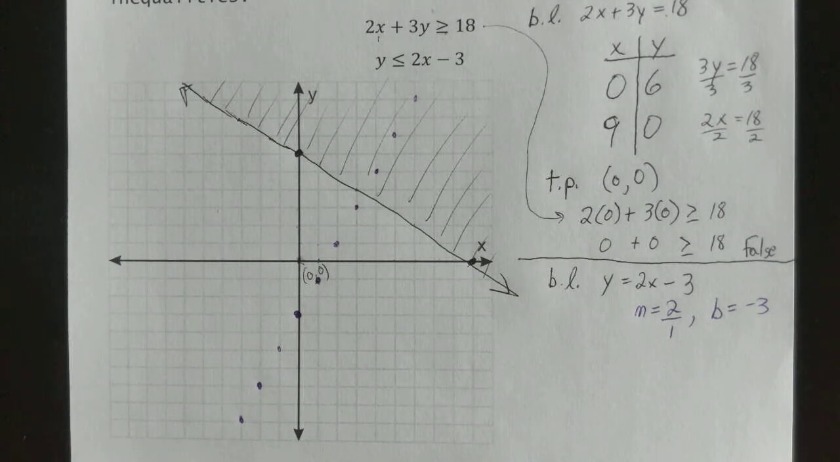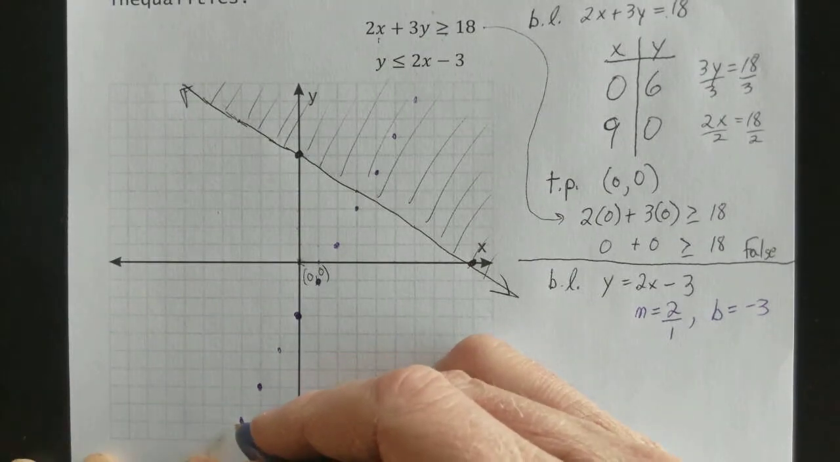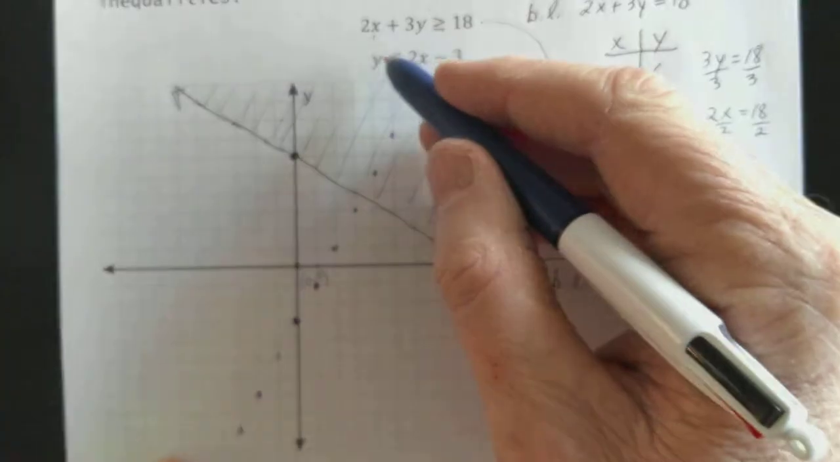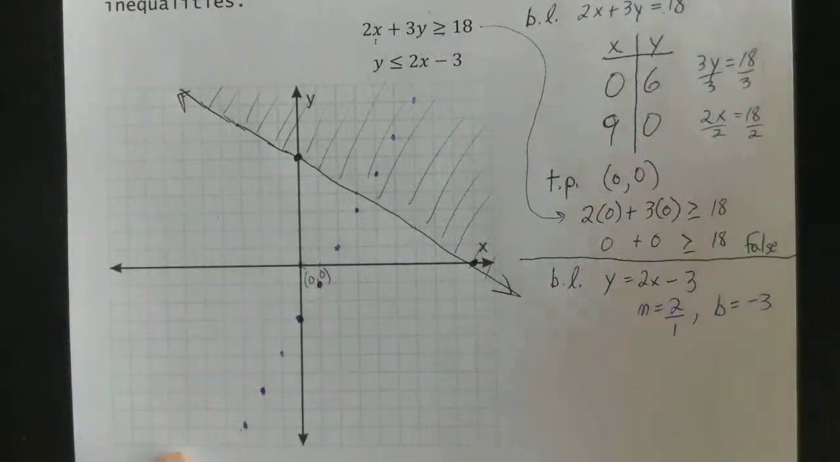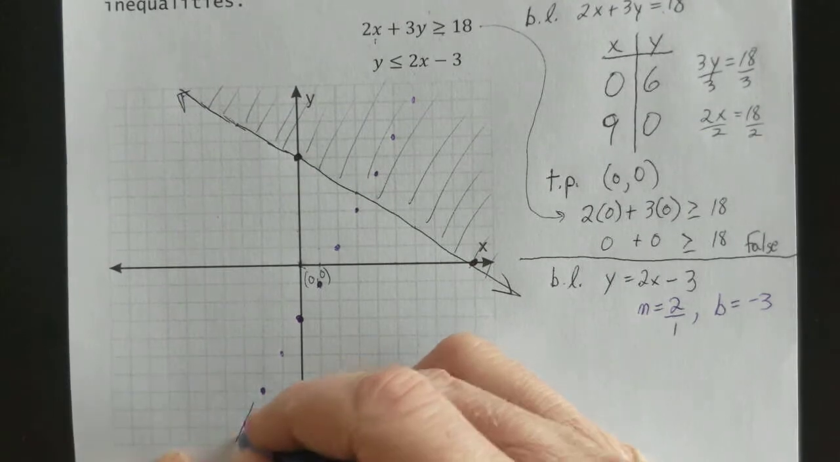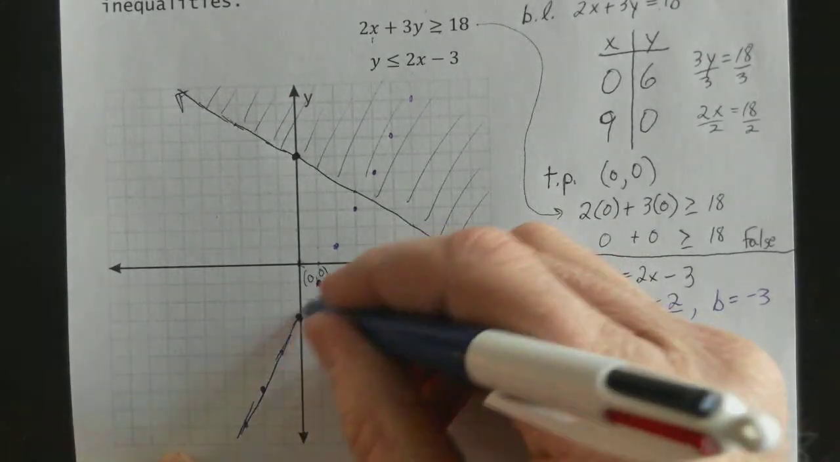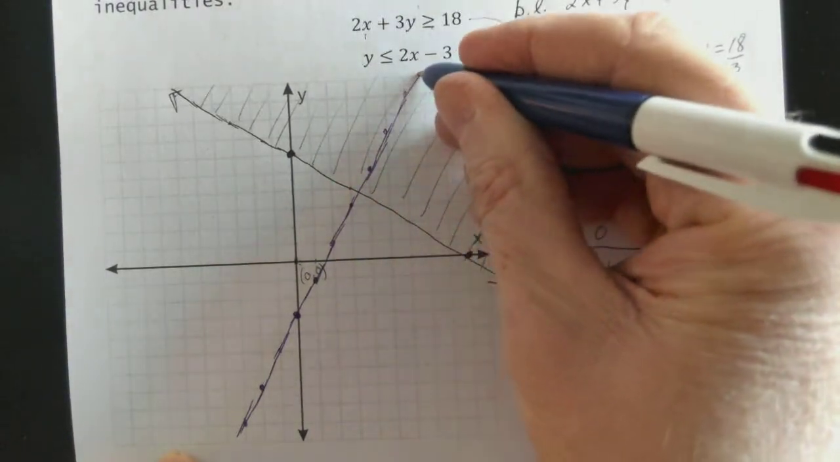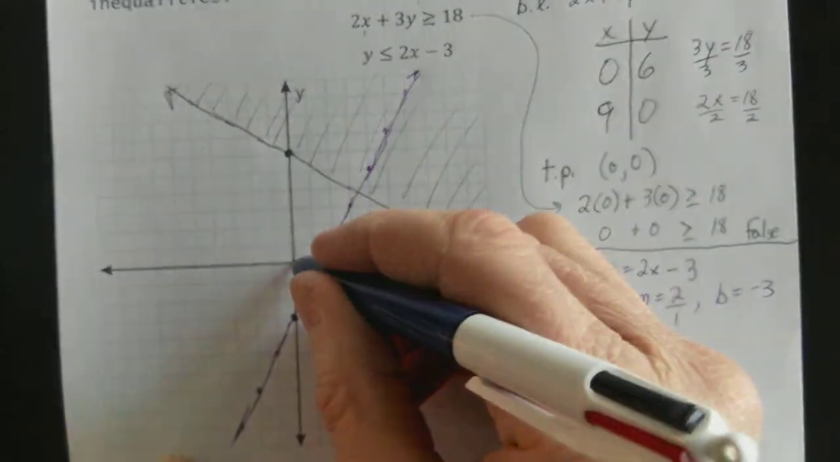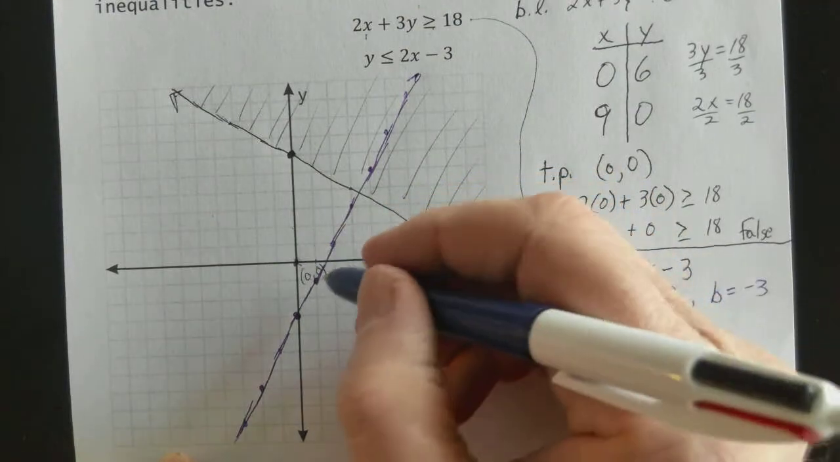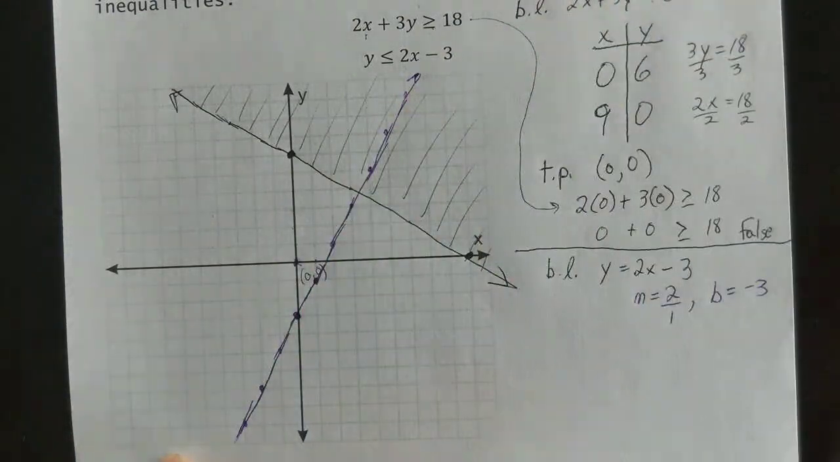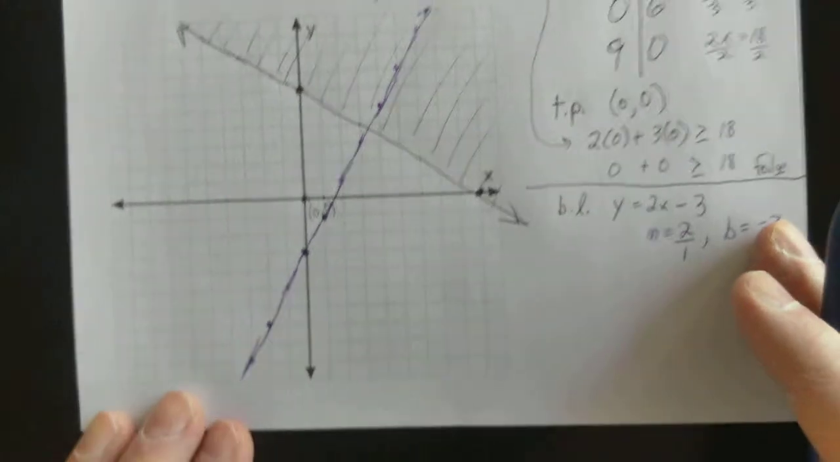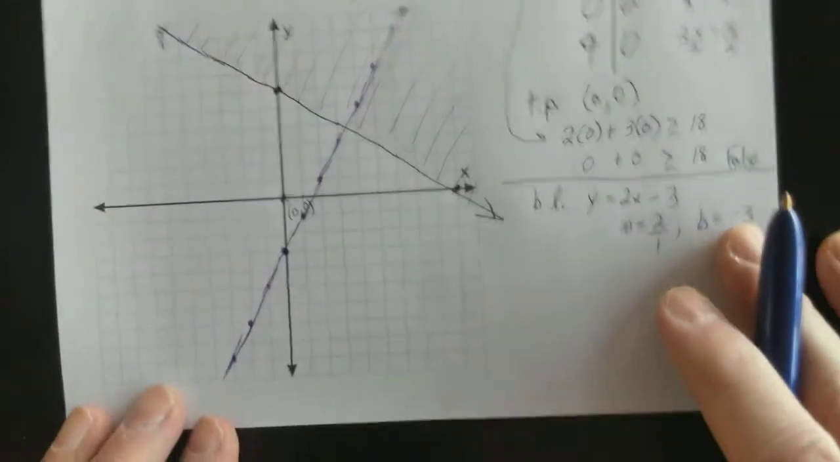So, are we drawing a solid line or dotted line? Okay, this one would be solid also. If the line weren't under here, if it was just y is less than 2x minus 3, then that would mean dotted. So draw your solid line. Okay, and I can use 0, 0 for a test point again because it's not on the boundary line. If it's on the boundary line, you can't use it. It won't do you any good.